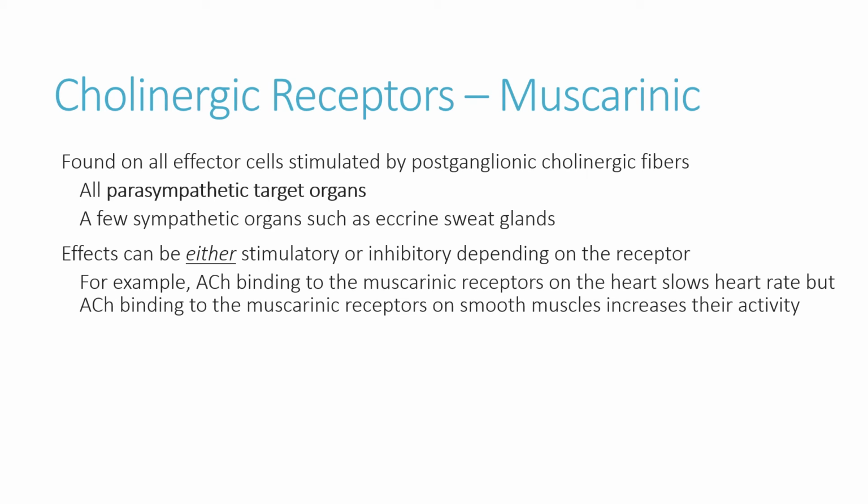For example, acetylcholine binding to the muscarinic receptors on the heart slows heart rate, but acetylcholine binding to the muscarinic receptors on smooth muscles in blood vessels increases their activity and causes contraction.